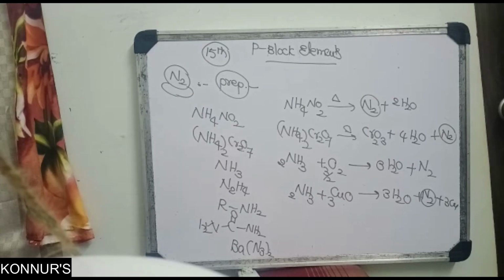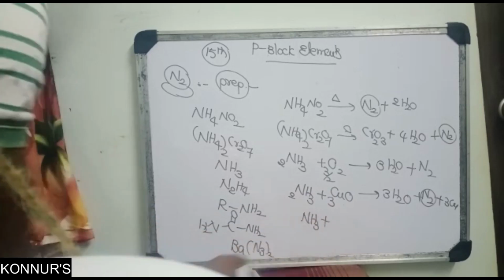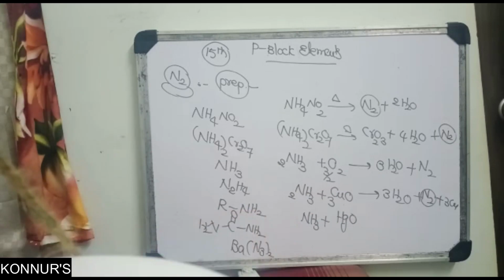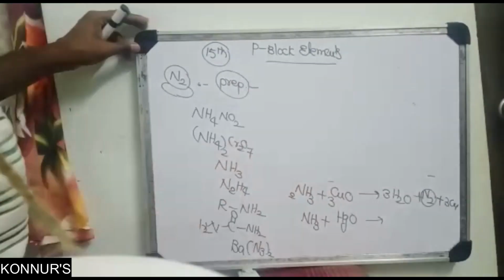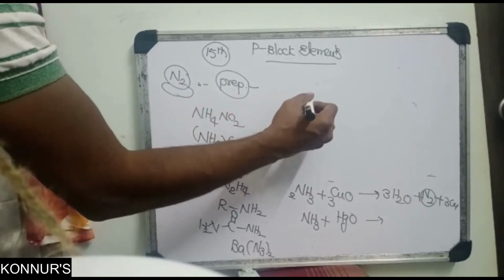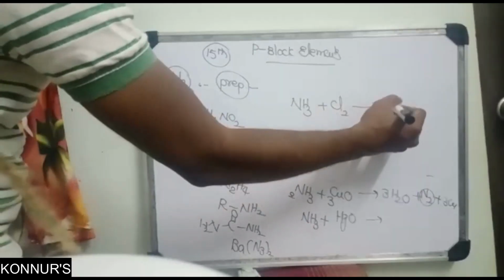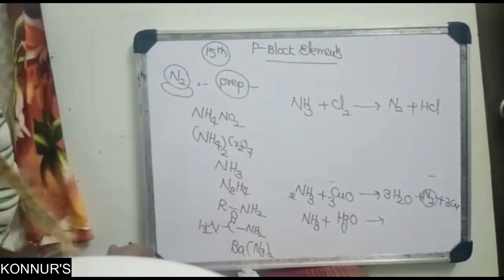Next, you take NH3 with an oxidizing agent. Not only copper oxide, mercuric oxide can also be taken, and you get the same result. Otherwise, NH3 can be treated with chlorine also. You get nitrogen plus HCl, from hydrogen and chlorine.